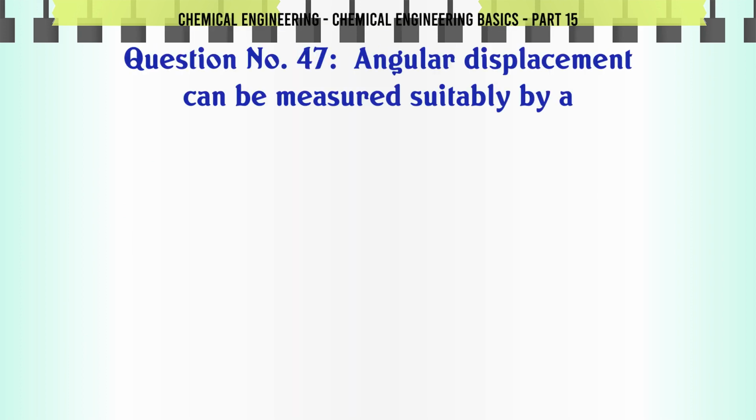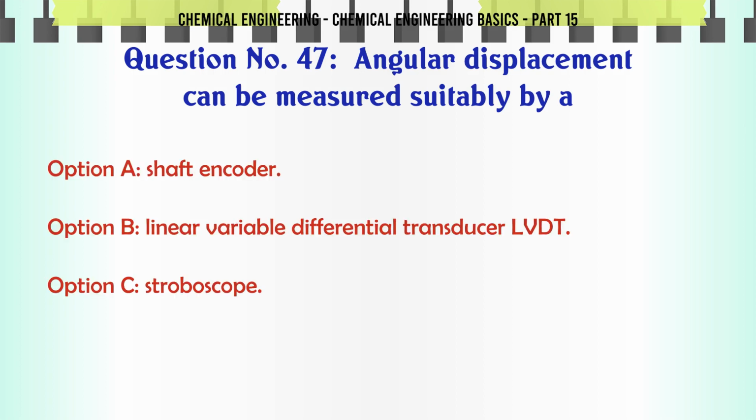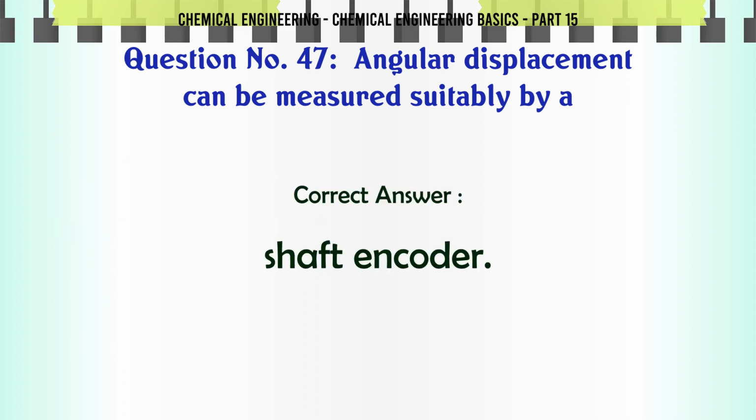Angular displacement can be measured suitably by A. Shaft encoder. B. Linear variable differential transducer, LVDT. C. Stroboscope. D. Tachometer. The correct answer is shaft encoder.